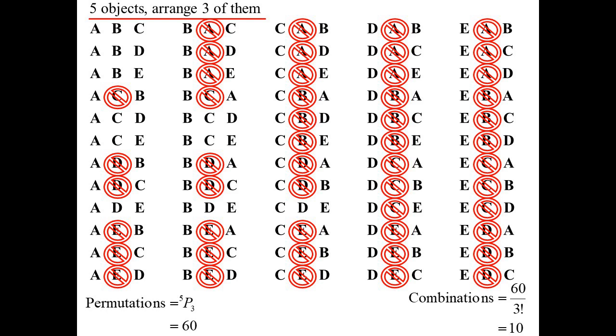60 divided by 3 factorial. Hang on. When it was 2 objects, we divided by 2 factorial. When it was 3 objects, we divided by 3 factorial. So what we're actually doing is dividing by the number of ways we could have arranged the objects. Because those arrangements are not important, we just divide by those ways. So if we have n different objects and we want to arrange k of them, don't care about the order, then it's the number of permutations, nPk, divided by k factorial.